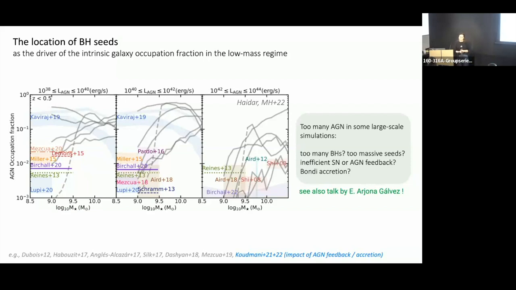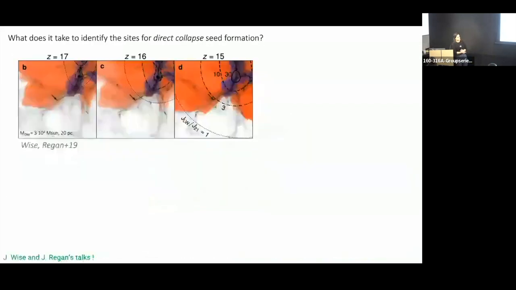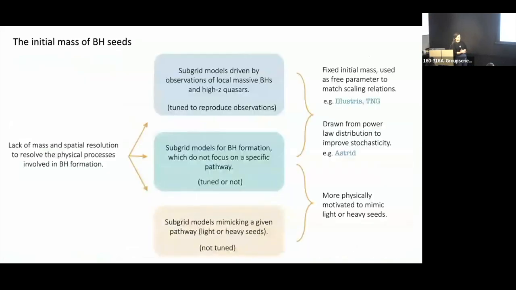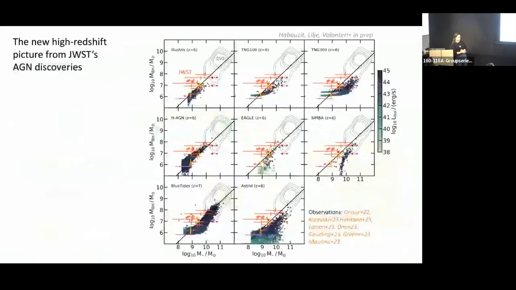Thanks. Just on your last slide, it's in prep, so I hadn't seen it before. What is that telling us? Is it telling us that if we have seeding there, we're seeding them too small, or they're not growing fast enough?